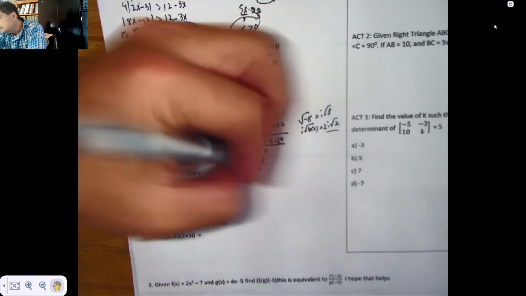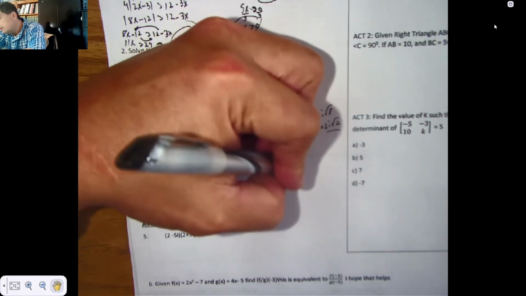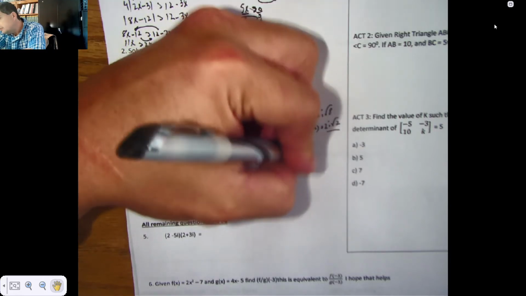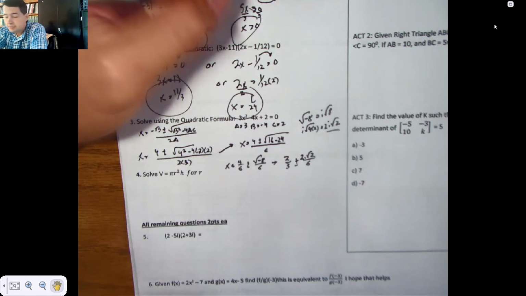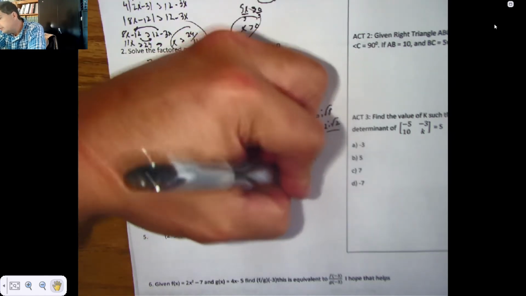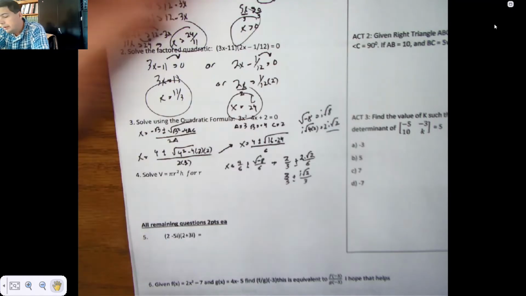There we go. 4 over 6 reduces to 2 over 3, and plus or minus 2i root 2 over 6, which also reduces. 2 over 6 is 1 over 3, so 2/3 plus or minus i root 2 over 3.